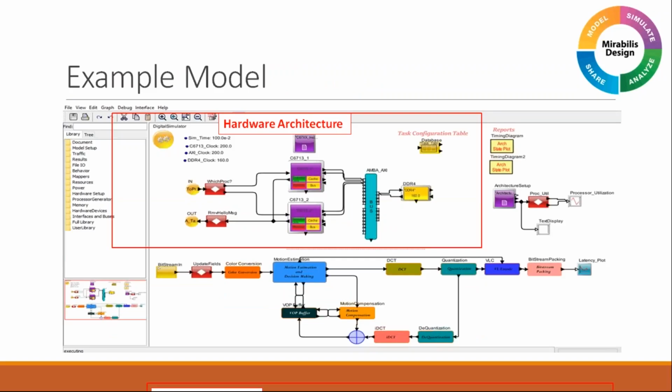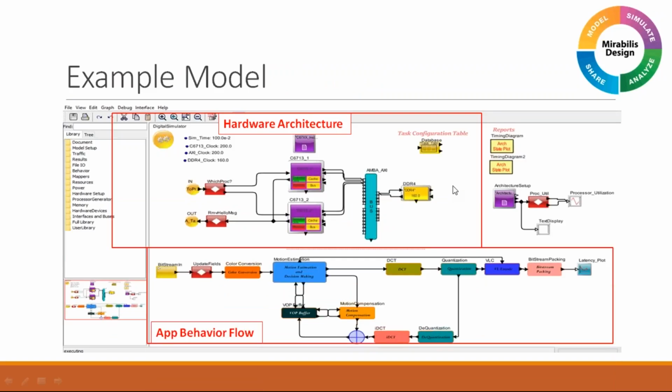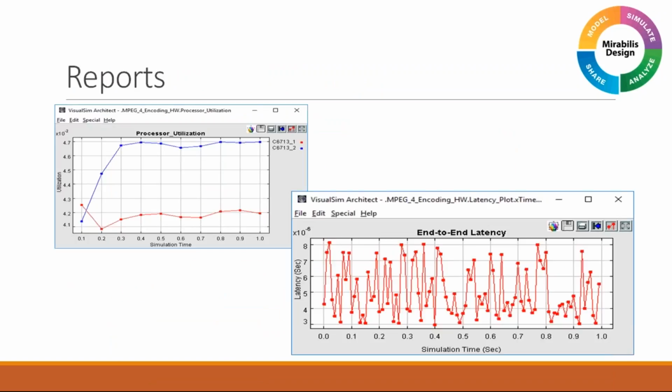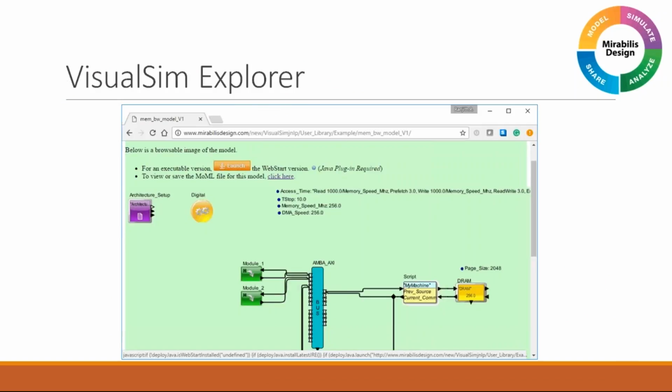So here's a simple sample model in which I'm just trying to show you the hardware architecture and the behavior flow. Both are captured in the same environment, and you don't have to do it in two different environments. Once your modeling and exploration work is over, you can export these models to an HTML file with the Java runnables.